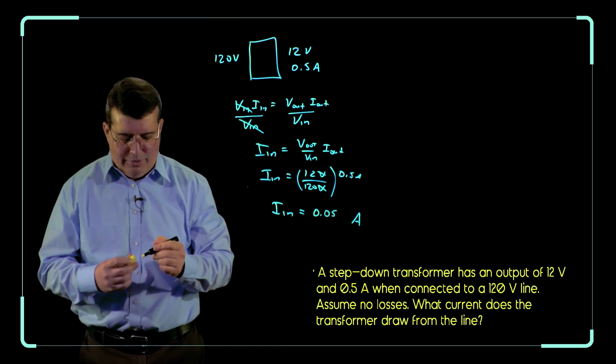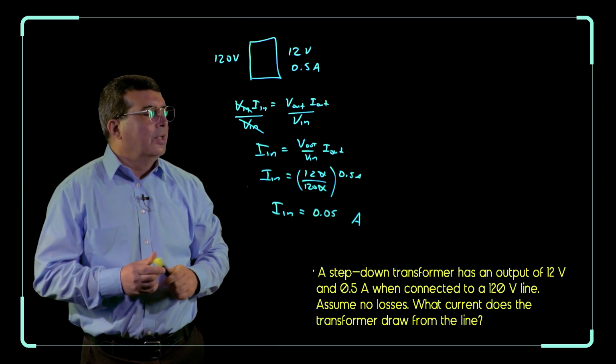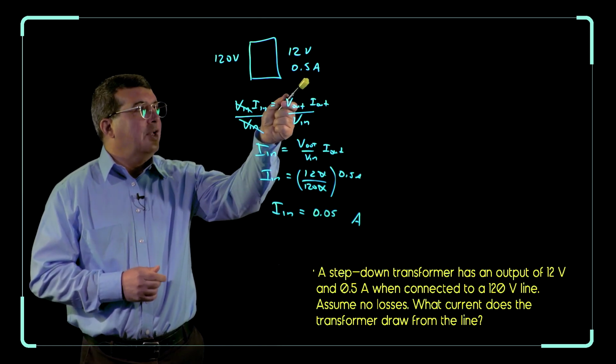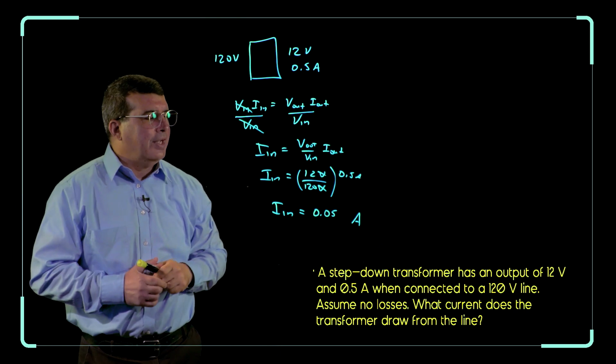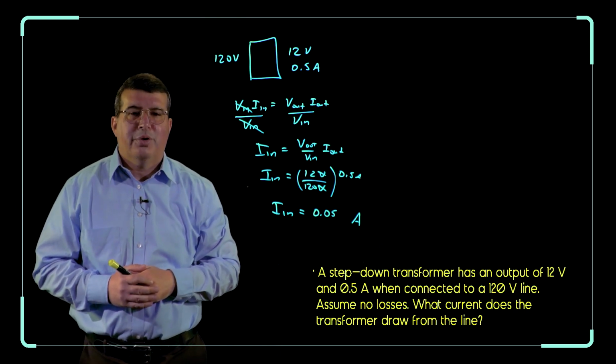So the correct answer is: you have 0.5 amperes coming out, so you must have had 0.05 amperes going in.